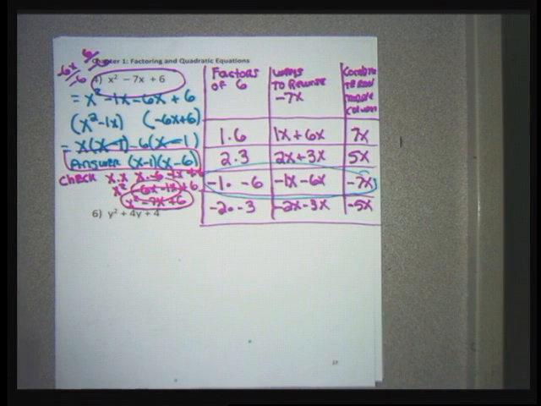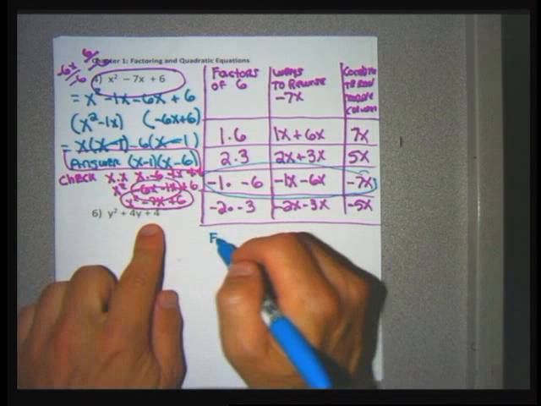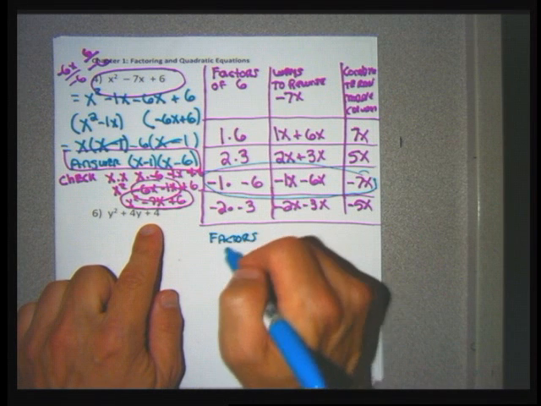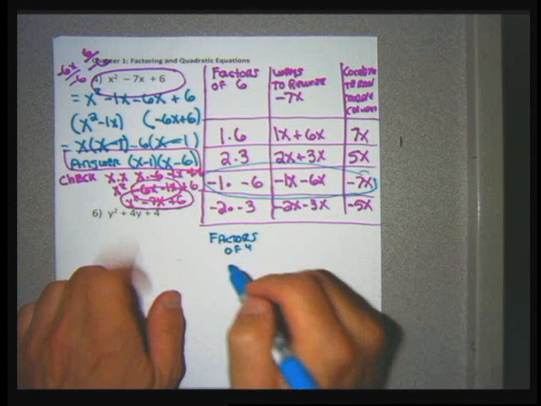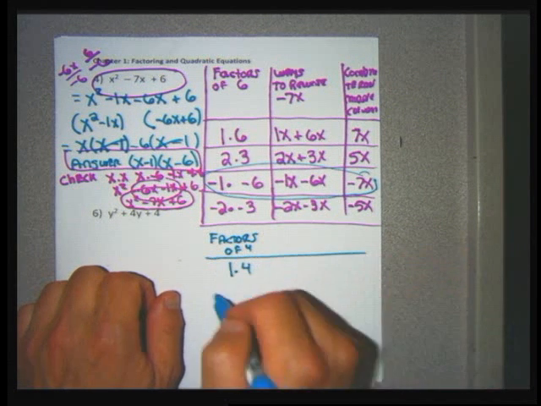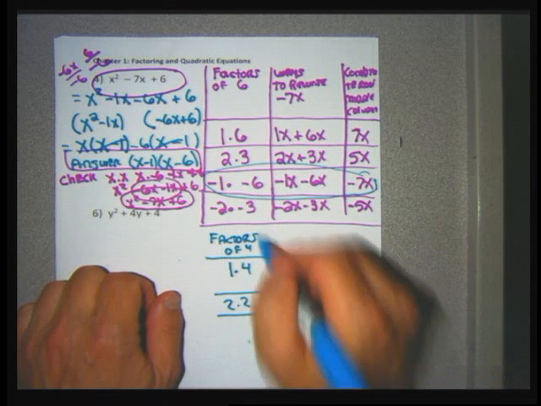Problems are a lot easier when they don't have negatives, and that's the case in number 6. So I'm going to make my table for number 6. My first column are going to be the factors of the last number, in this case the number that's written dead last, is a 4. And the factors of 4 that I know, 1 times 4 is 4, and 2 times 2 is 4. Those are the only factors of 4 that I know.